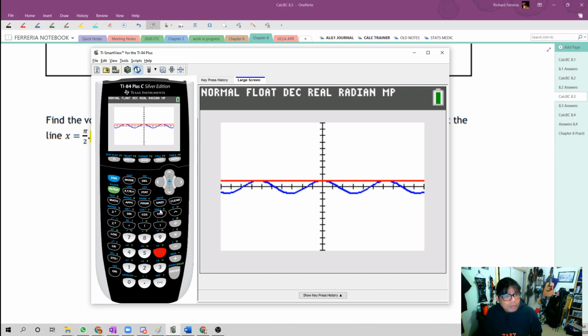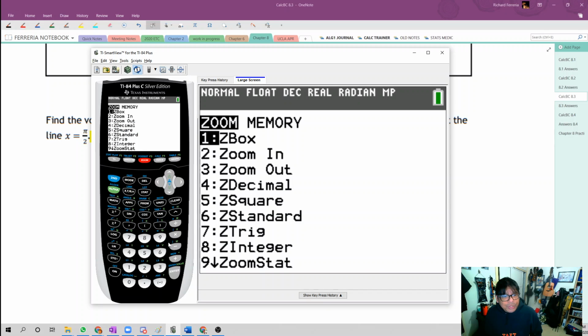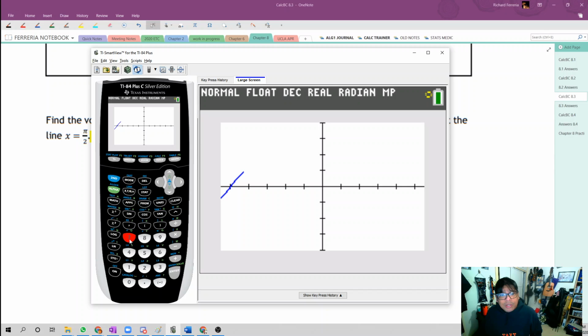Okay, zoom, and zoom trig is number 7, so we'll go ahead and do that. The main difference here is that the tick marks on the horizontal axis are every pi over 2, I believe. Okay, so here is our curve, and we also need to do at pi over 2, which would be right about here. So let's zoom in there.